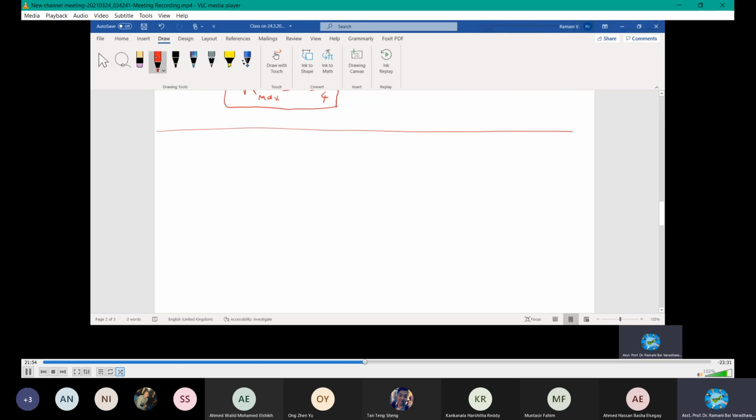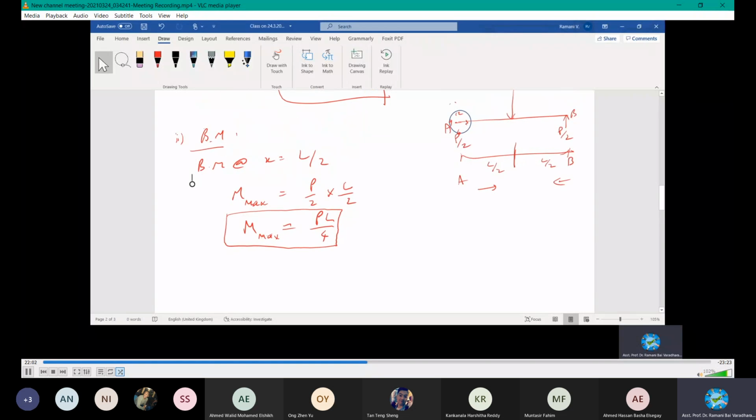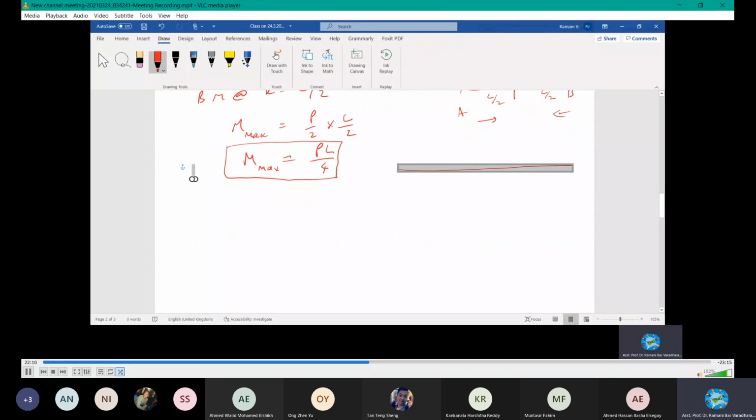Example. Fine. Oh no, we need to draw the diagram, isn't it? Let's draw the diagram for all the members and other things.